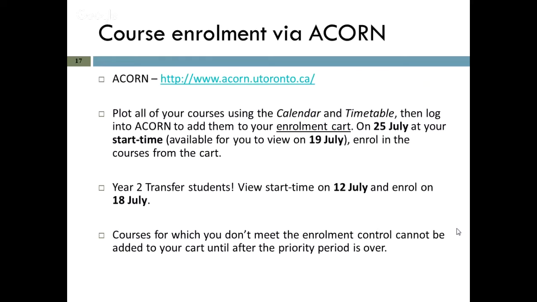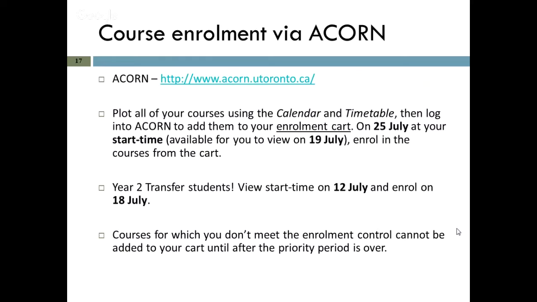Check Acorn on July 19th or sometime between July 19th and July 25th to find out your enrollment start time. So the enrollment start time for first-year students is generally assigned by admission category. So it's random assignment by admission category. So typically, humanities and social science students get the first start time. So they get between 9 and noon or so.